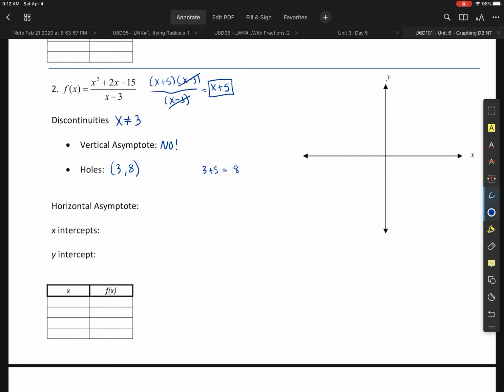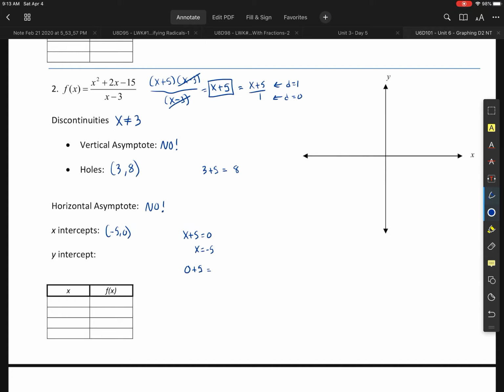My horizontal asymptote is based on degrees. Well, if it helps, I've got x plus 5 over 1. This has a degree of 1. This has a degree of nothing. So in this situation, our numerator has a larger degree than our denominator. So there is no horizontal asymptote. All right, x-intercept. Set our numerator equal to 0 and solve. So I got (negative 5, 0).